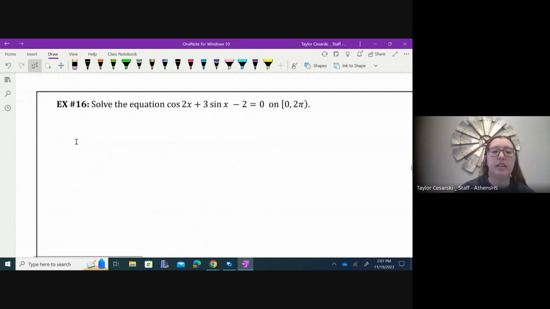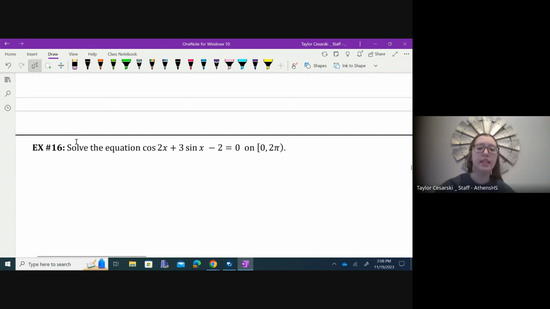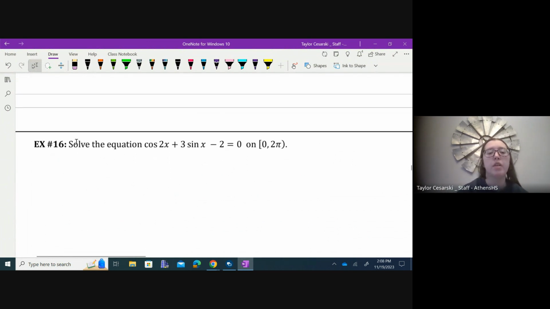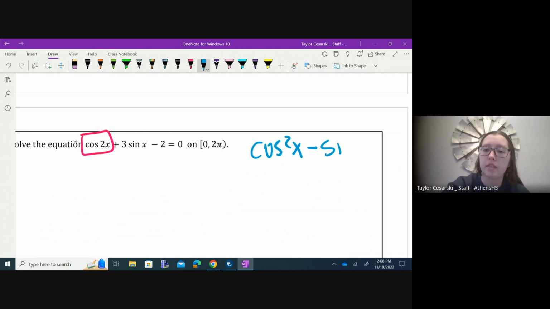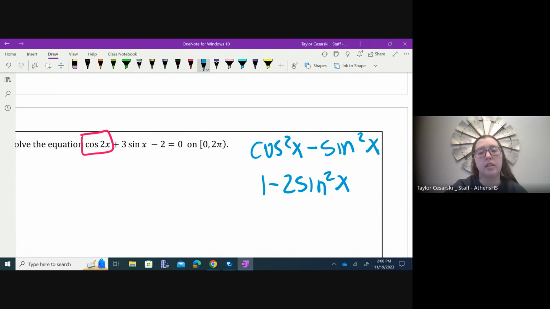All right, so example 16 is the last one we'll do in this video. Now, this one's a little bit harder because I have cosine of 2x. And remember, I had 3 options, okay? I had cosine squared of x minus sine squared of x. And then if I rewrote that as 1 minus sine squared, I got 1 minus 2 sine squared of x. Or if I rewrote this sine squared of x as 1 minus cosine squared of x, then I got 2 cosine squared of x minus 1.